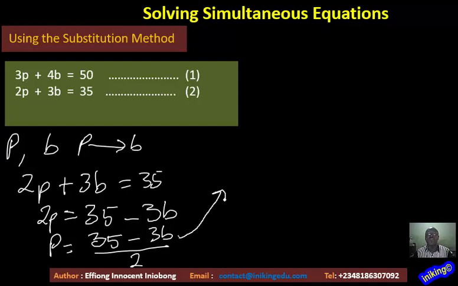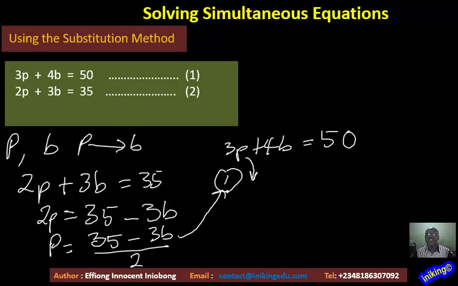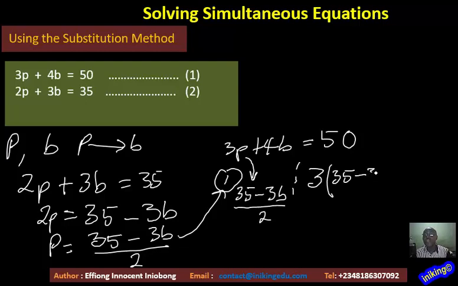I will take this to the other equation. I'm going to look at equation 1. And equation 1 simply states that 3p plus 4b is equal to 50. Now I know what p is. I know that p is 35 minus 3b all divided by 2. So I'm going to substitute that value of p into this other equation, and that will give me, in place of p, 3 times 35 minus 3b divided by 2. So that's my p, then plus 4b equal to 50. So that is a substitution.